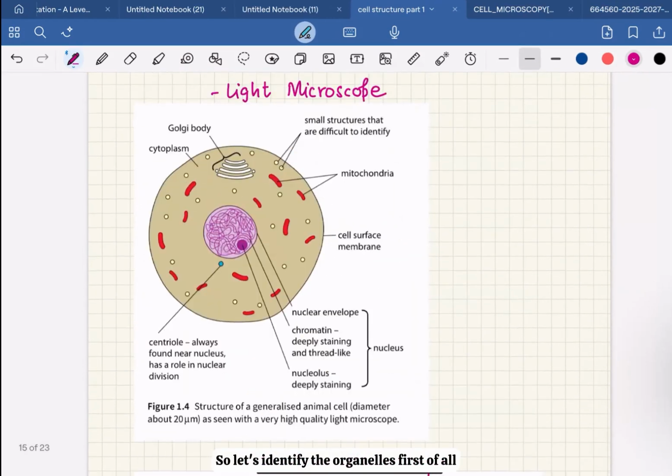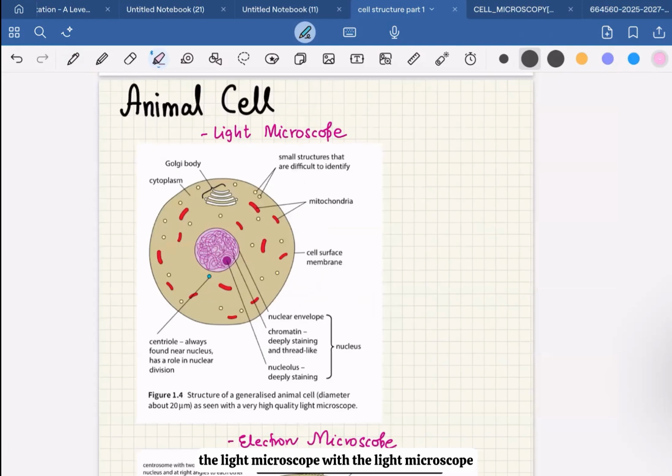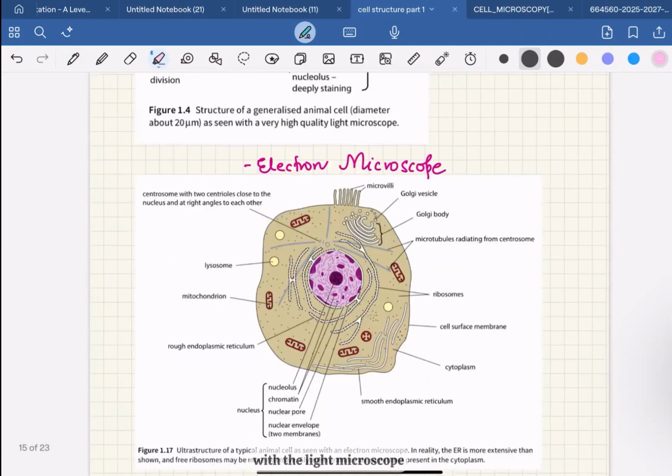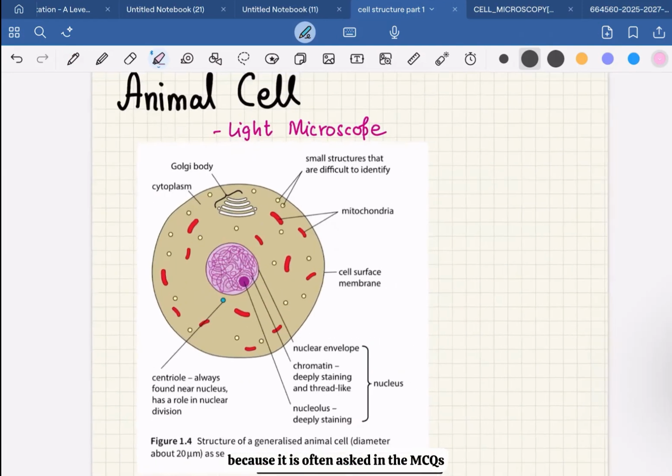So let's identify the organelles first of all. In the light microscope, what structures would be visible to us and what structures won't be visible to us? You have to memorize the structures which you can identify using the light microscope and using the electron microscope. What are the structures which are seen in the animal cell with the light microscope, and what are the structures that cannot be seen with the light microscope? You have to memorize it because it is often asked in the MCQs.